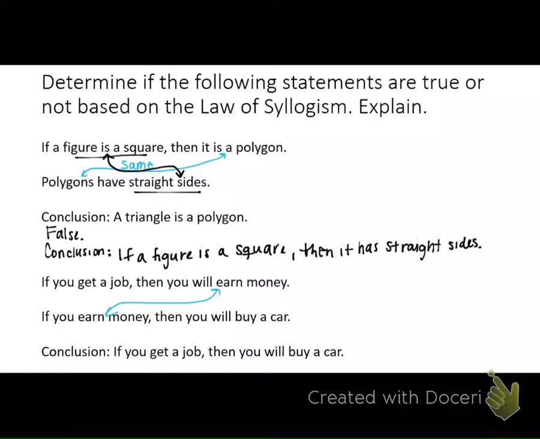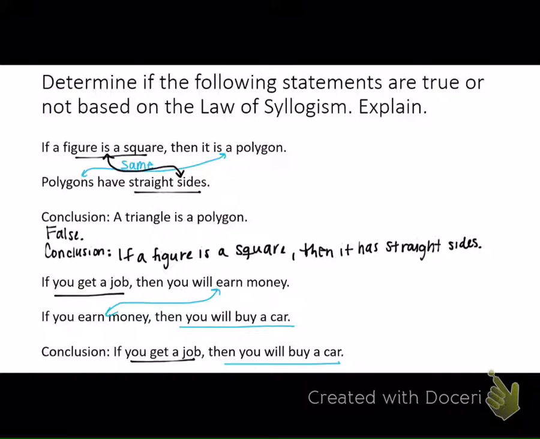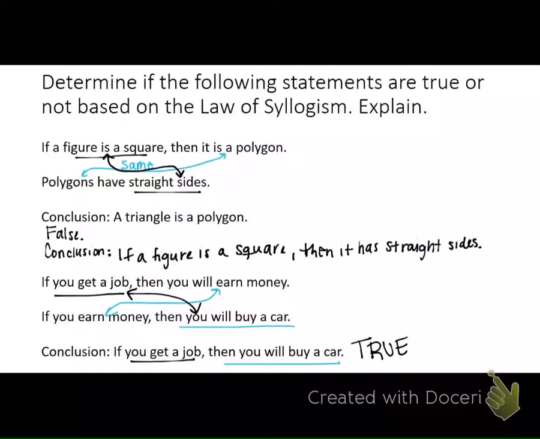Brandon? Yeah. The first part here is if you get a job, so that goes there, then you will buy a car. Then you will buy a car is there, and those two should connect because it's the hypothesis of the first to the conclusion of the second. So that is true. So look at them and see what questions you guys have for me. And make sure you got those colors out ready to go for the next slide.